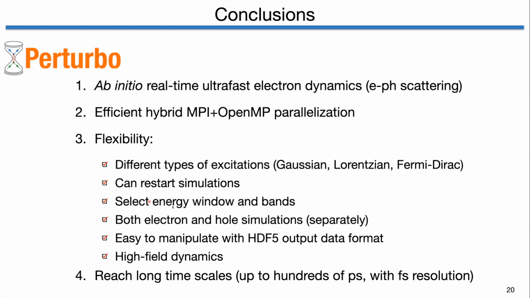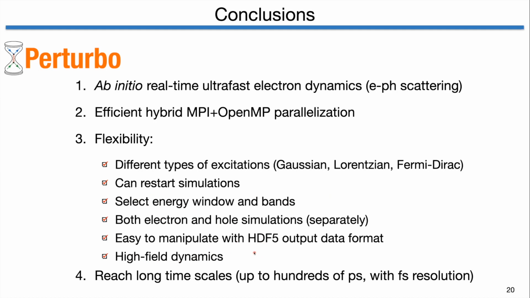You can select the energy window and bands, which will significantly reduce your computational cost. You can perform the simulations for electrons and holes. The HDF5 files are very easy to manipulate. They're not machine dependent. You can perform your calculations on a cluster, then copy your HDF5 file to your local computer, do some Python post-processing, then copy it back and run the simulation again. And since 2.0, we provide the high field dynamics, which I was showing in the previous slide.